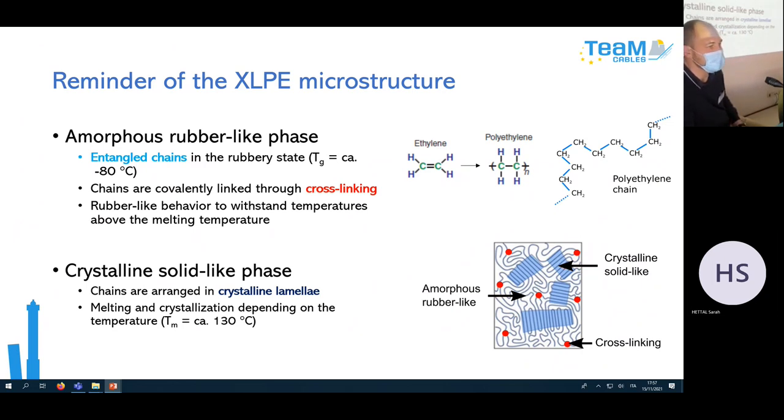meaning that the amorphous phase is connected with covalent bonds. In that case, you have an elastomer, which also has the crystalline parts inside the material. So this material is in the rubbery state, meaning that the Tg is very low. At room temperature, you have this rubbery behavior. The crystals disappear at a temperature around 130, or even lower. But above this temperature, since the cross-link exists, the material doesn't melt and doesn't transform into liquid; you still have a rubber.